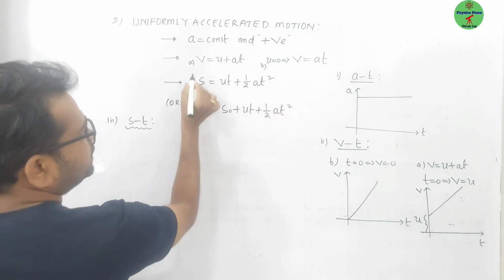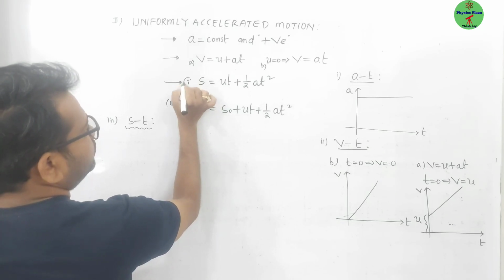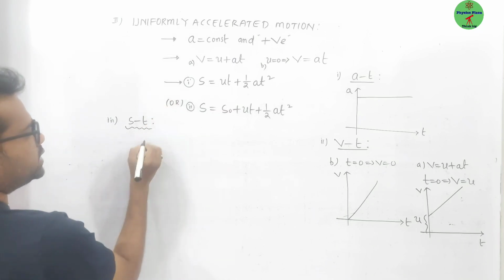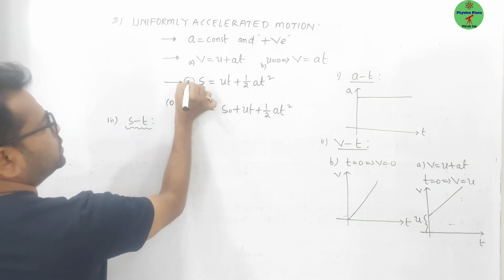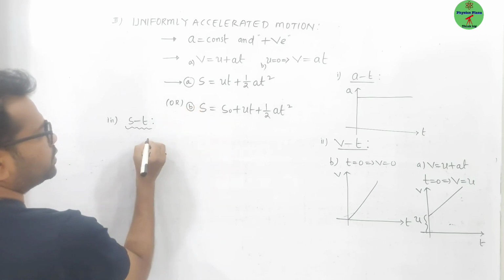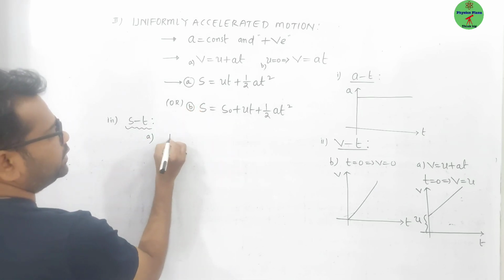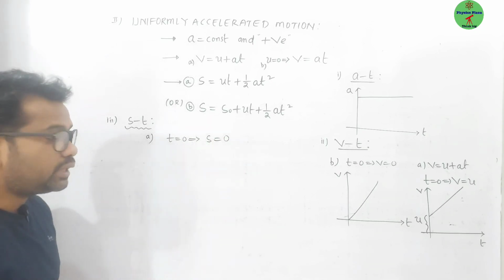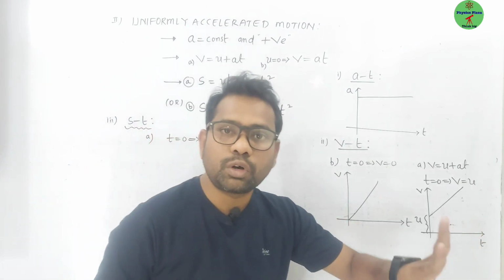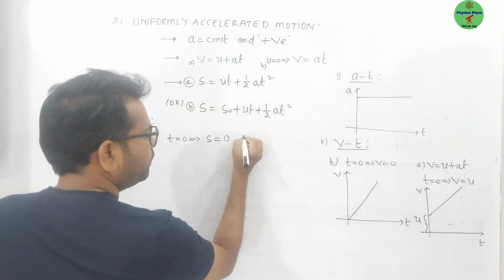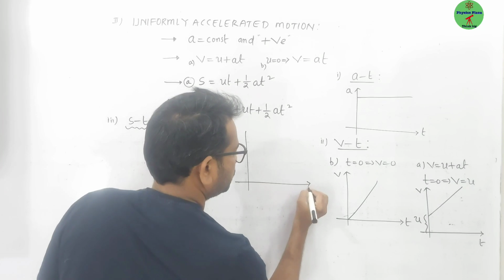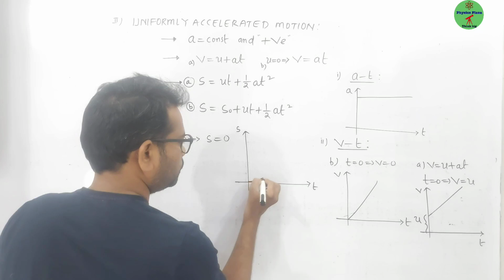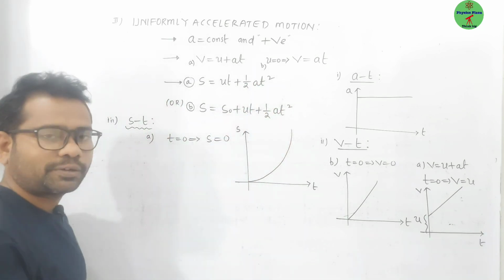So let us say for a displacement time graph, it is the first equation and here is the second equation. Let us call them A and B so that we don't have any confusion. For A, if T is equal to 0, you put it, yes, S is equal to 0. Hence that parabola starts from the origin, no doubt about it. So we are going to get, with time on one axis and displacement on the other, a graph like this.